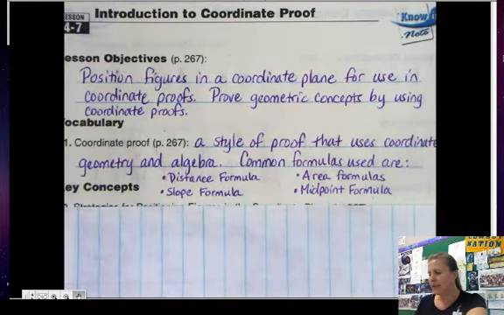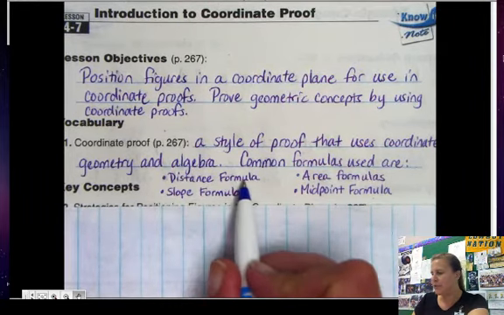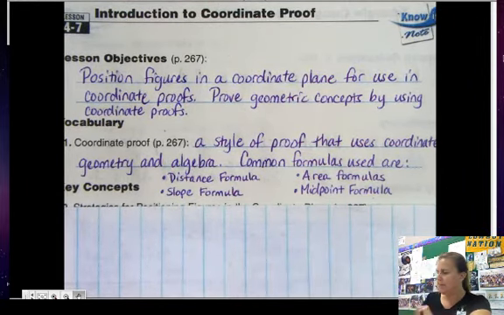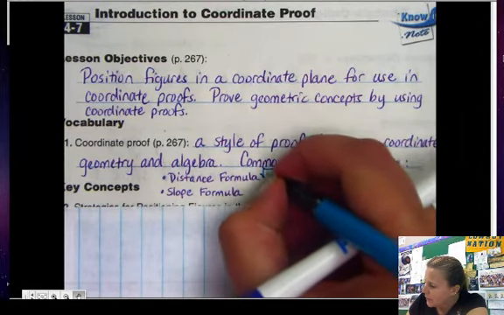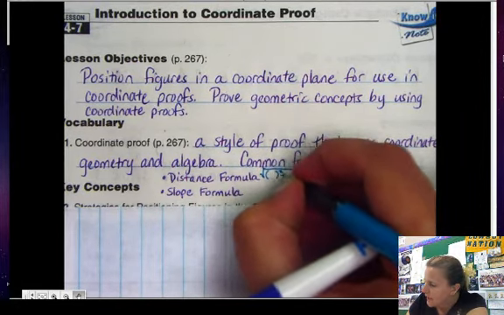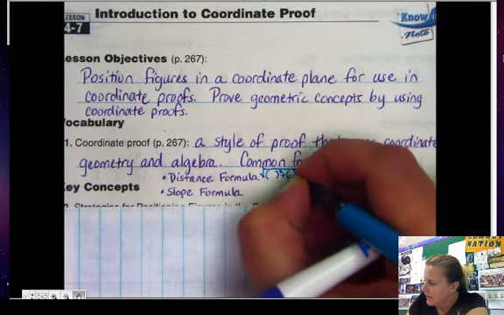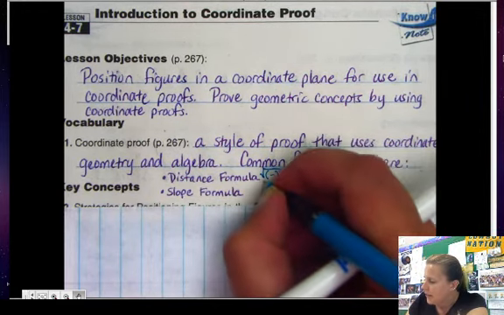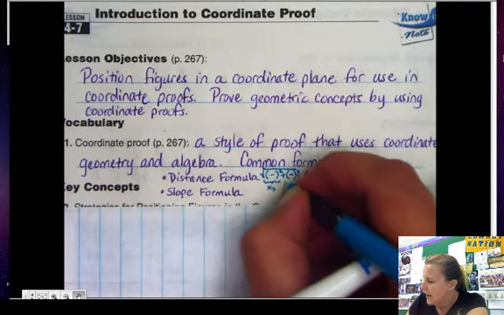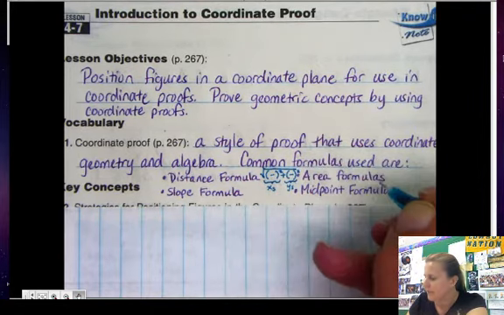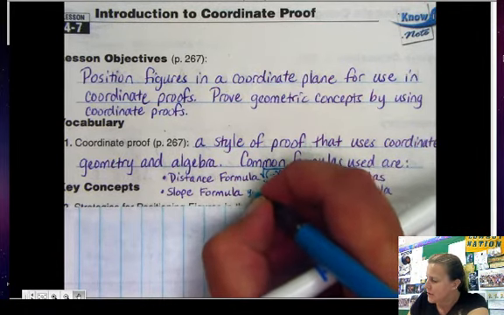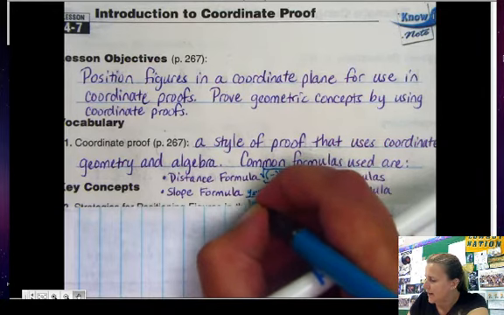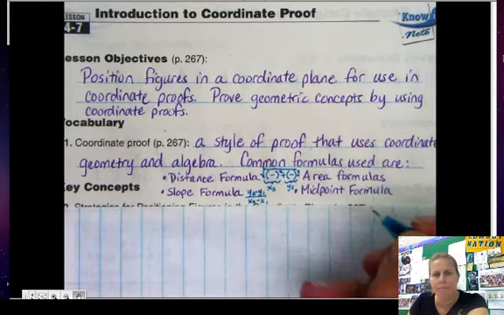Common formulas that you use are the distance formula. So if you remember, the distance formula is the big old square root, parentheses, parentheses squared, plus parentheses, parentheses squared, with minuses inside. And you put your x's here, and you put your y's here. Also the slope formula. The slope formula, remember, is y2 minus y1 over x2 minus x1.